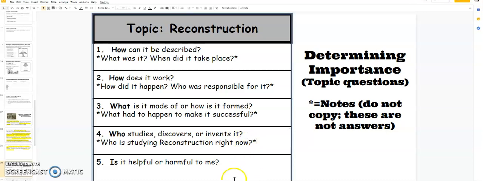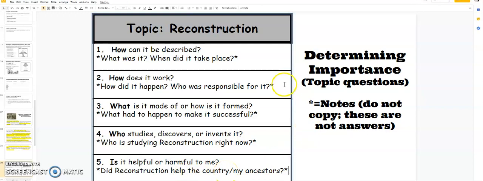All right. Is it helpful or harmful to me? So think about, is it helpful for you to know this? Is it harmful for you to know this? Did Reconstruction overall help the country? Did it harm the country? So that's what you have to think about on whether it's helpful or harmful. So did Reconstruction help the country, my ancestors, all right, so these are the things you're going to keep in mind as you answer it.